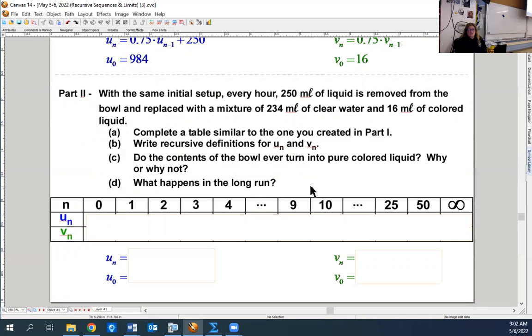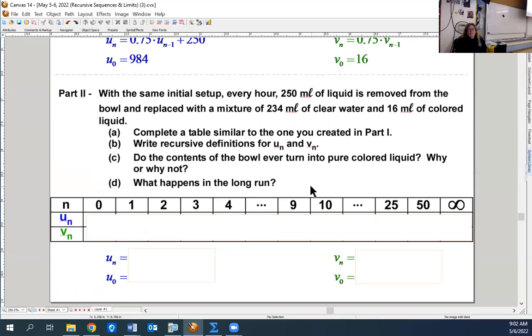Okay, guys, C is a little different on this one. It says, do the contents of the bowl ever turn into pure colored liquid? What do you think? Taking out 250, putting back in 234 of clear and 16 of colored liquid. What do you guys think? Will I ever get pure colored liquid? No.